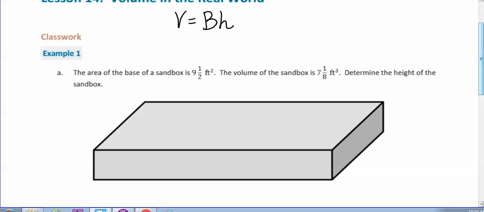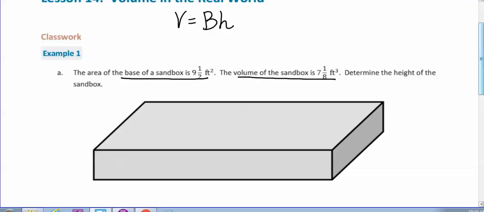So it says the area of the base of a sandbox is 9.5 square feet. The volume of the sandbox is 7 1/8 cubic feet. Determine the height of the sandbox. So what key things have they given us? What's one thing we should underline? Jackson. The area of the base and the volume of the sandbox. Very good. Those are the two key pieces.